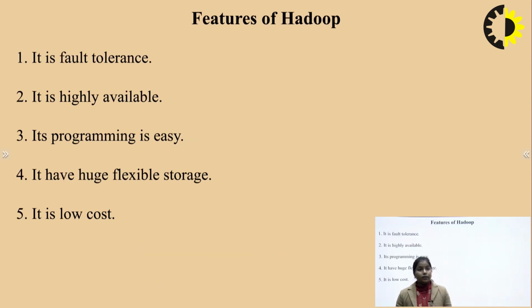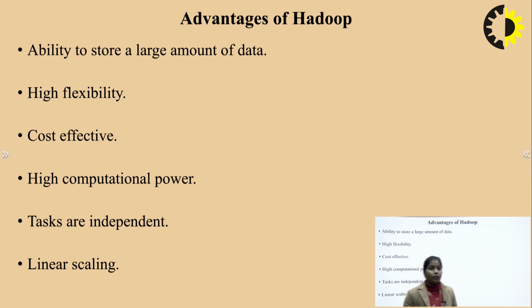Now, features of Hadoop. What are the features of Hadoop? Hadoop provides a fault tolerance feature. It is highly scalable. Hadoop is low cost and it has huge flexible storage, and programming in Hadoop is easy to do. Next, what are the advantages of Hadoop? Hadoop provides high flexibility. It is cost effective, has high computational power, tasks are independent, and it has the ability to store a large amount of data and perform linear scaling functions or programs.